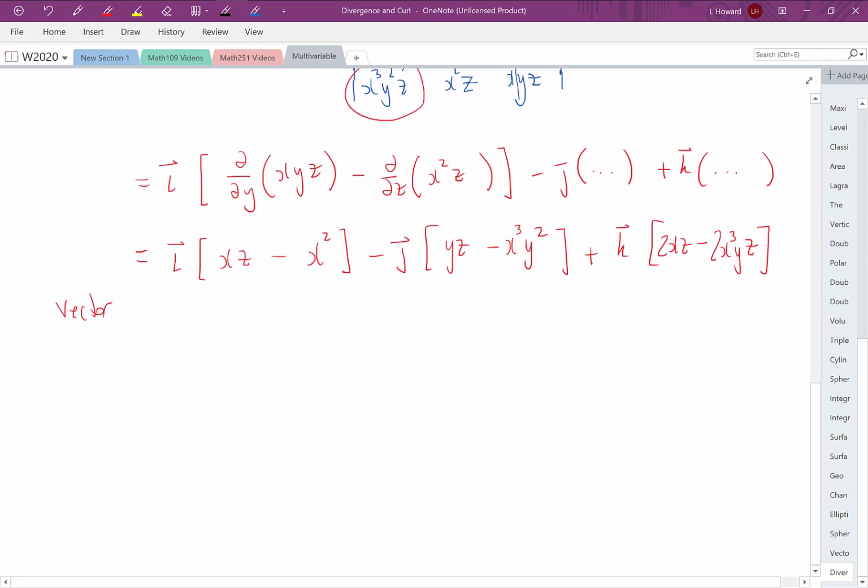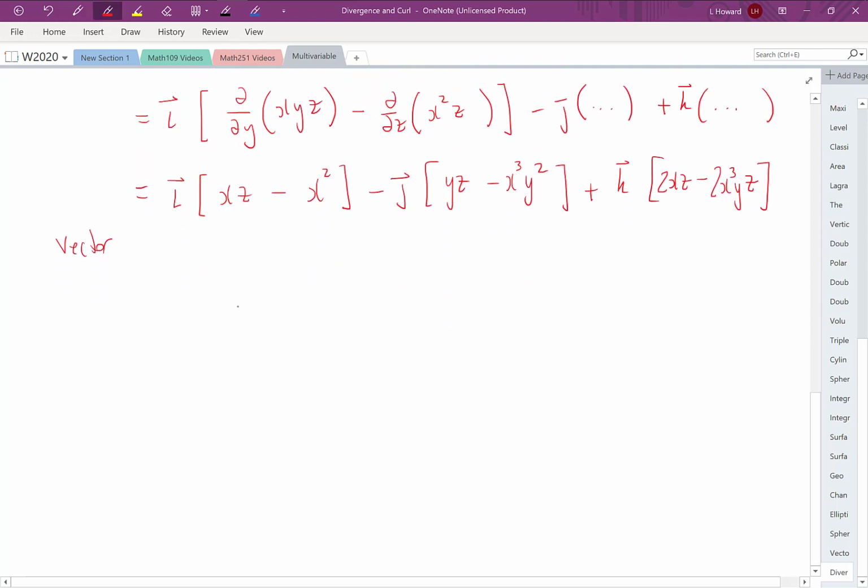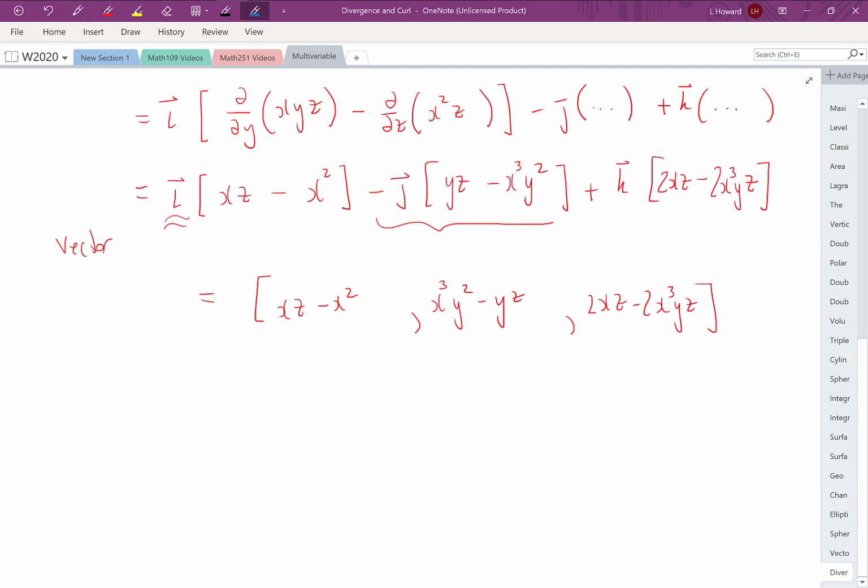So when you leave your answer, you could leave it in this form, or you could go back to the component form of a vector. So to get your x component, you're just looking at what's being multiplied with this vector i. So you'd have xz minus x squared. If you are going back to component form, just be aware that this j term is always going to have a minus in front of it, so there's going to be a sign change. It's going to be actually x cubed y squared minus yz in this y component, and then 2xz minus 2x cubed yz. So I would say either of these, either this one or that one, are good ways of expressing the curl.